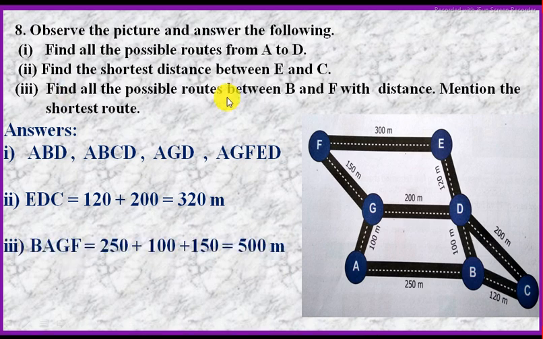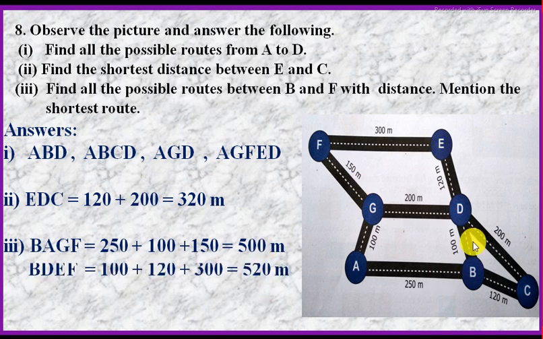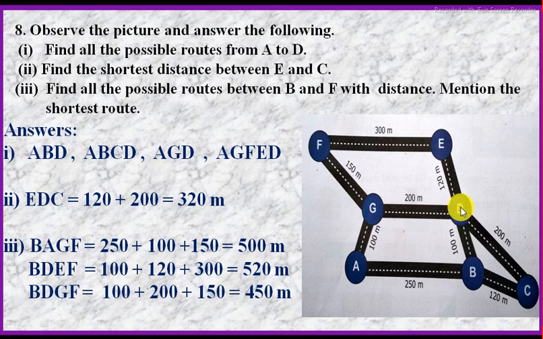Third one, find all the possible routes between B and F with distance. B and F. So you can go from BAGF, which is 500 meters, or you can go BDEF, which is 520 meters, or you can go BDGF, which is 450 meters. And the shortest route is BDGF with 450 meters.